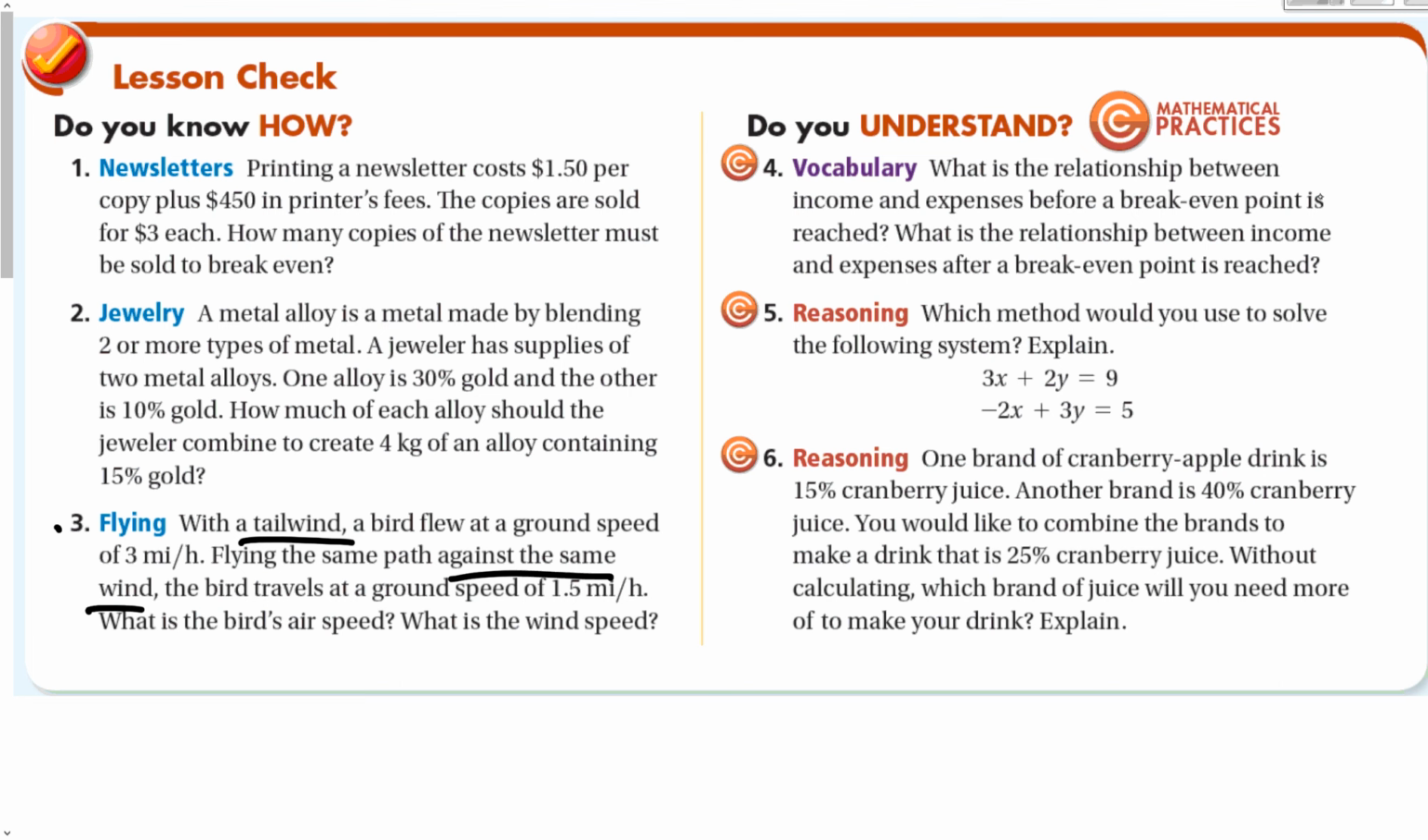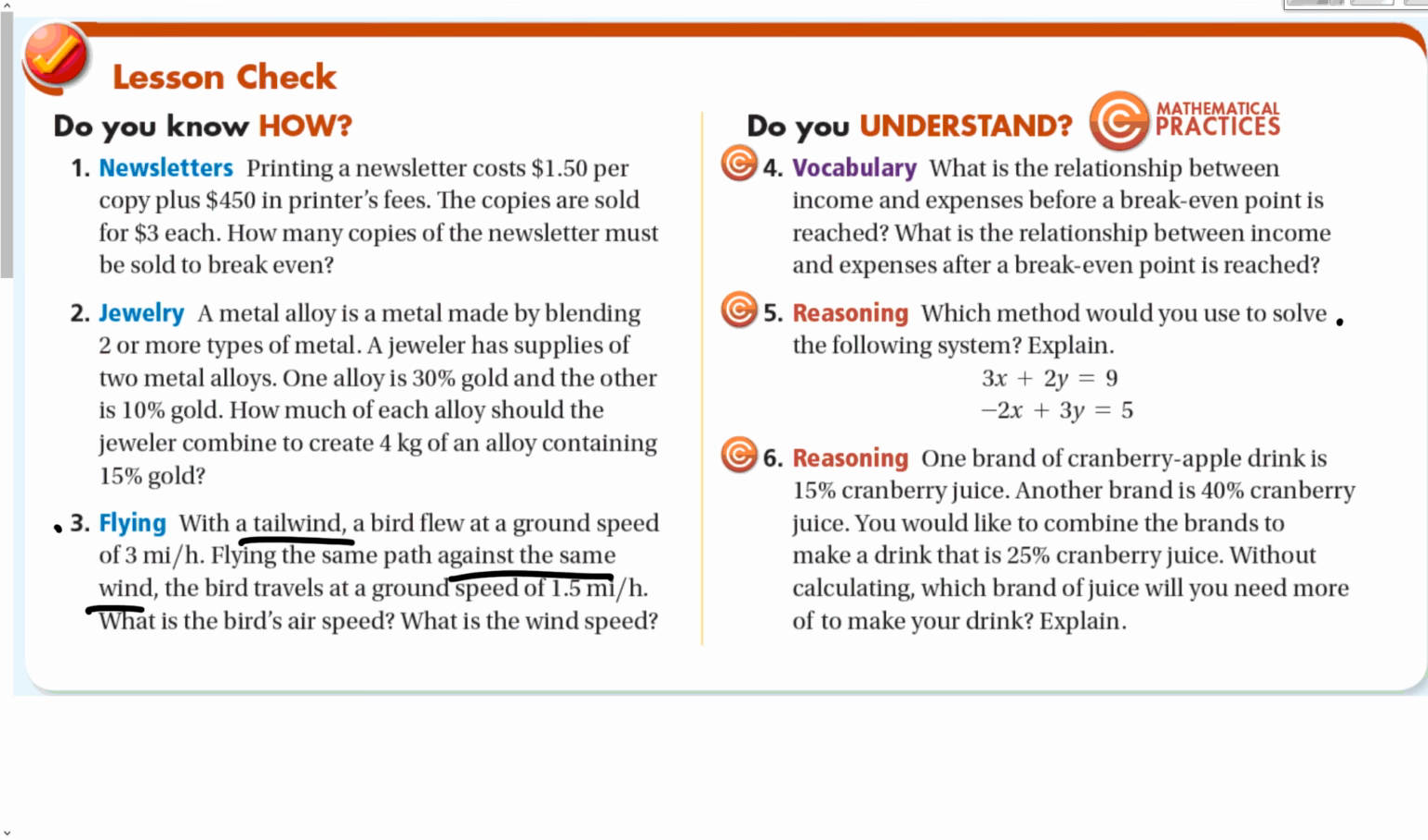Relationship between income and expenses before the break-even point is reached. Before you break even, you're going to be losing money. Afterwards, you're going to be gaining money. Usually a relationship with a profit-loss graph is not going to be as simple as two lines crossing. It's going to probably be more complicated than that.